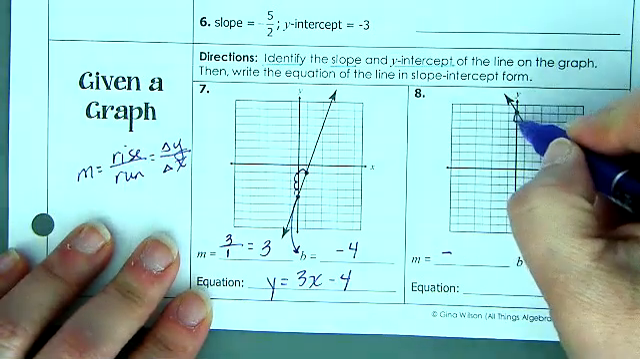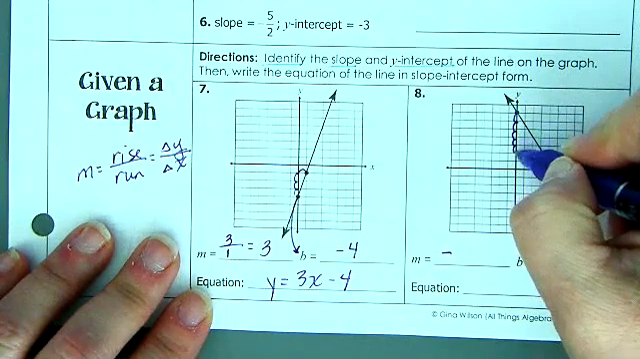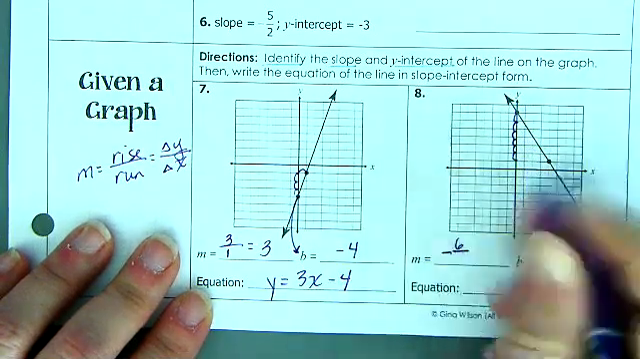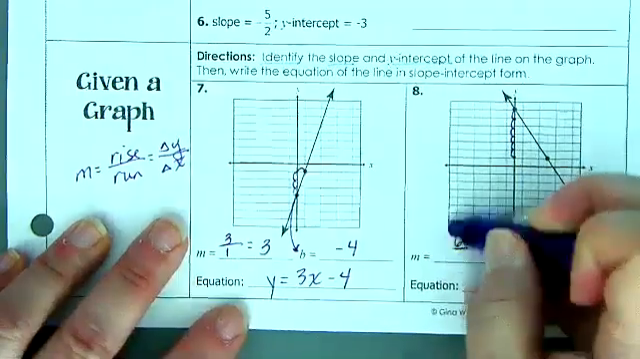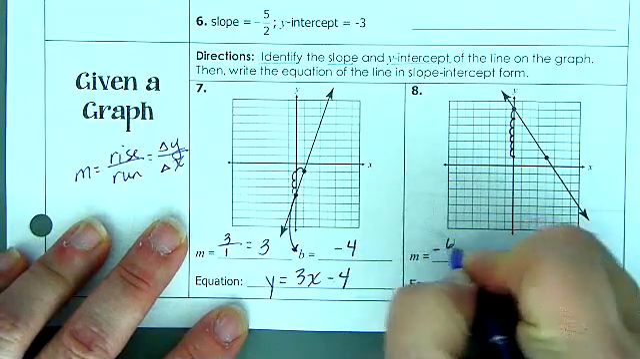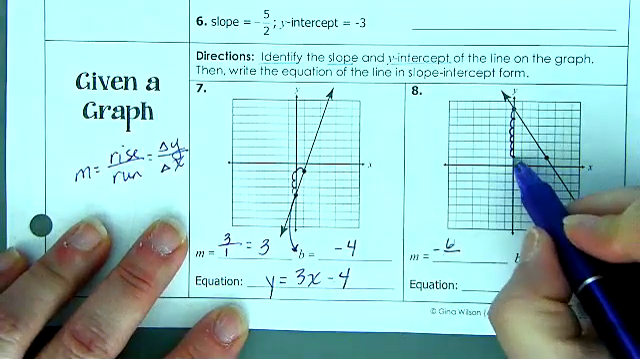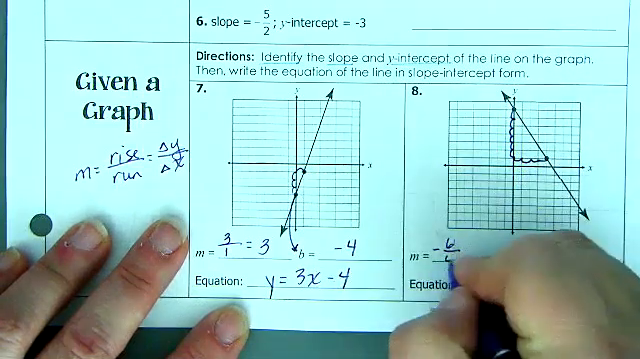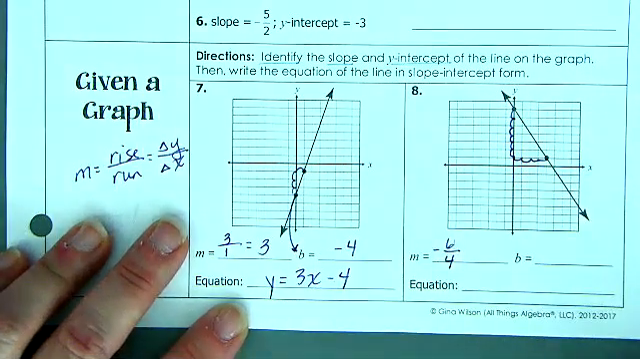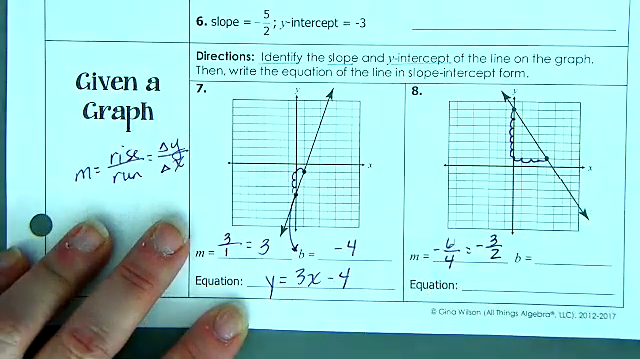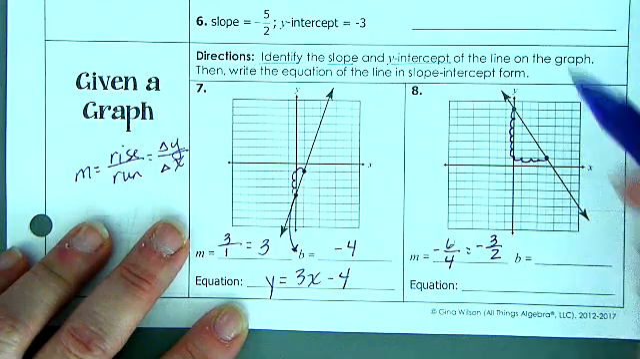So I've got 1, 2, 3, 4, 5, 6, because I want to get level. So that's a -6. I'm going to move this over a little bit. So I'm going to have a -6 over 1, 2, 3, 4. Remember, we always have to simplify. So this is going to simplify to -3/2.